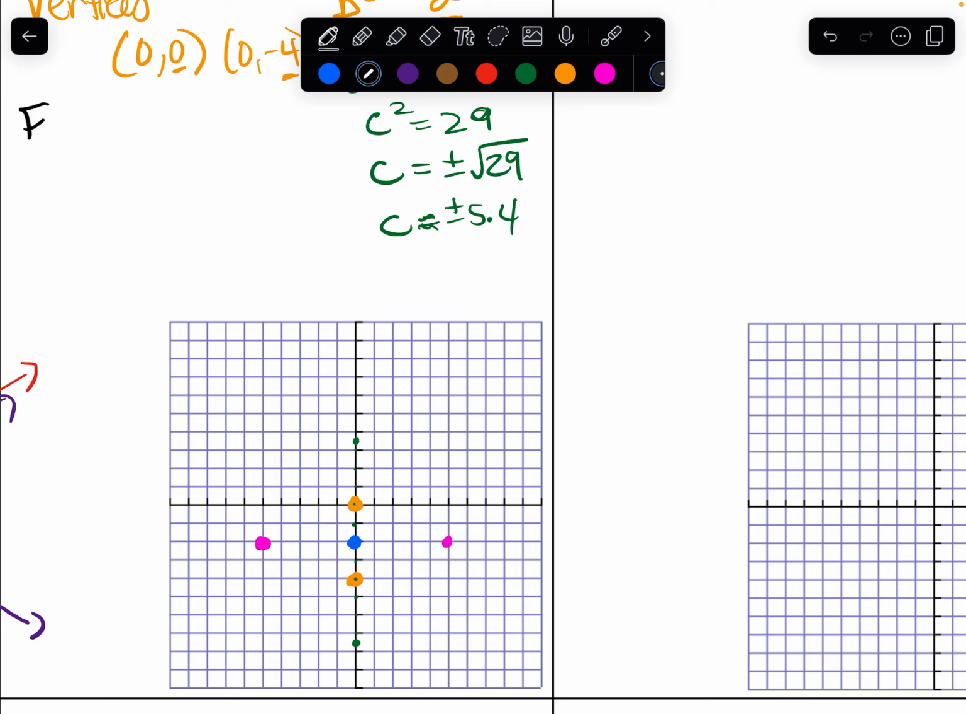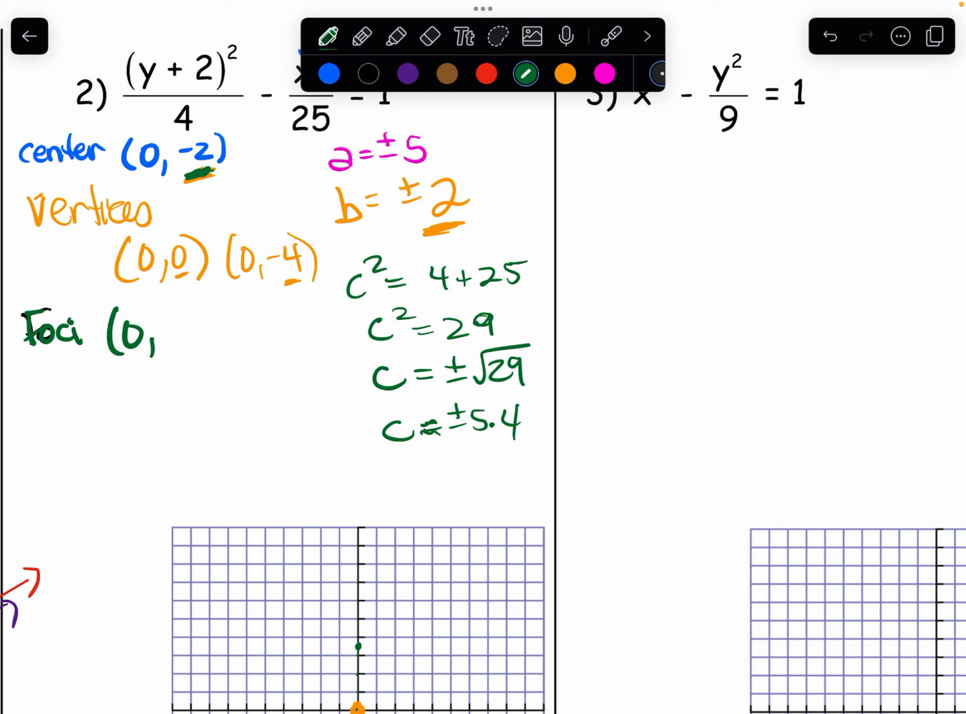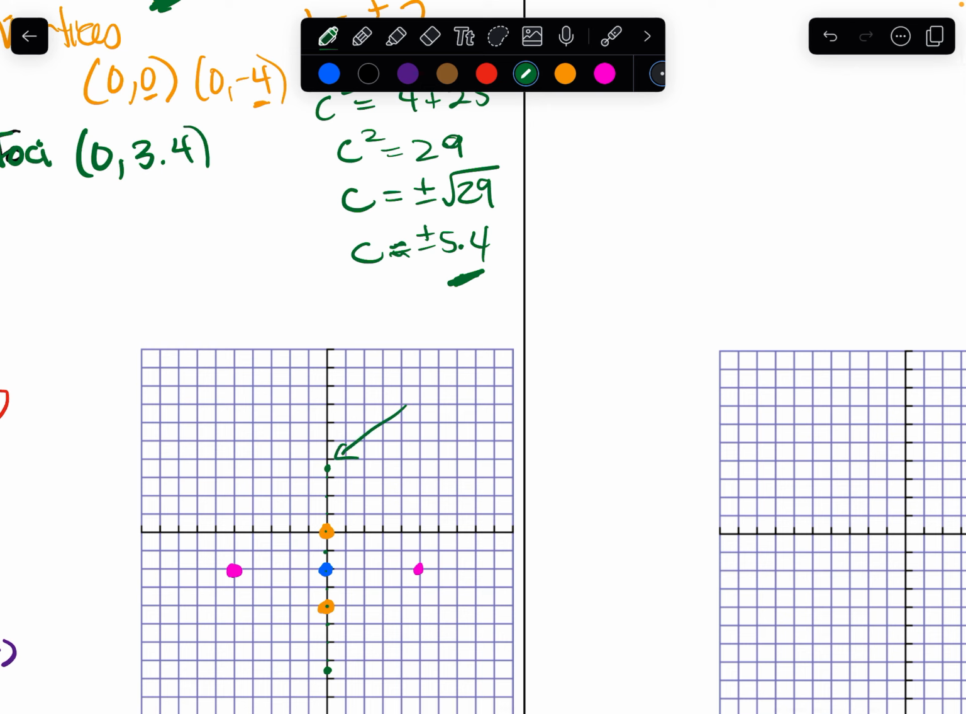I need to write what my foci are. Oops, wrong color. So my foci. Notice the x value did not change at all. So I'm going to take -2 and I'm going to add 5.4. That would get me 3.4. So is this point right here at the point 0, 3.4? It is 1, 2, 3, and 0.4.